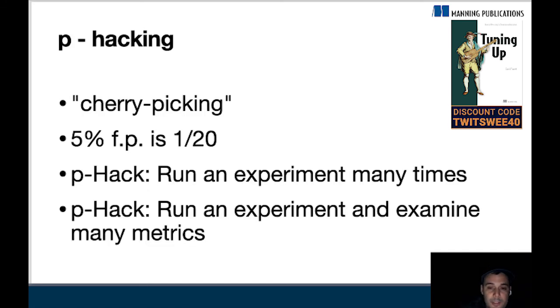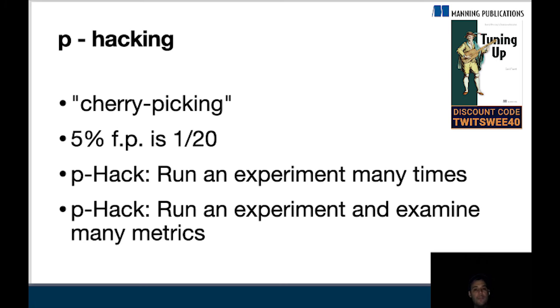All right, so this one's a little bit more subtle. Again, very common. The idea is this: p-hacking or cherry picking. It's similar to early stopping, but it's a different way to fool yourself. Let's say you've got a false positive rate of 5%, which is 1 in 20. So that means you have a 1 in 20 chance that when you accept B, you've done so incorrectly.